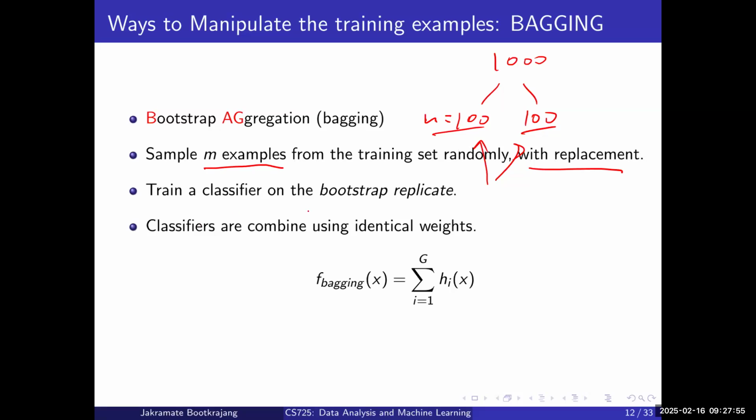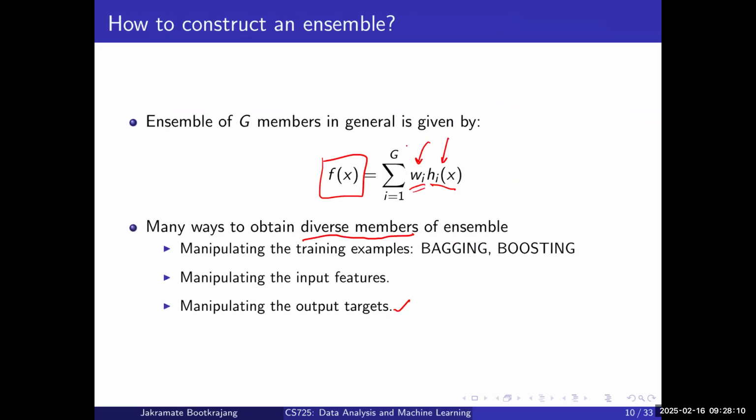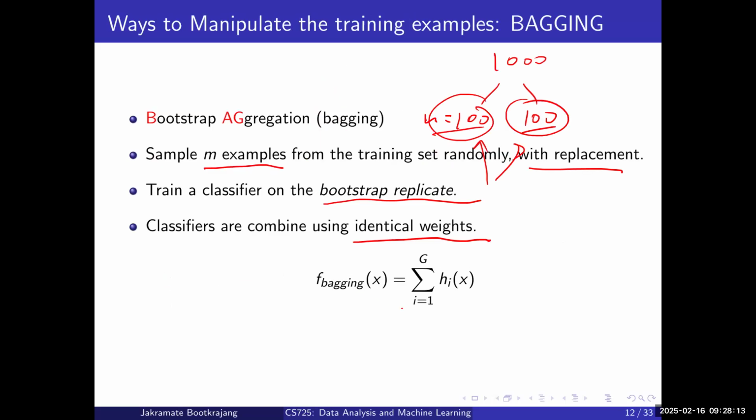And then you train the classifier on the bootstrap replicate. So basically, train on this one. And then you combine the classifiers using identical weights. In boosting, we say that each classifier would have a different weight, but if we use bagging, most of the time everyone will have the same importance. So when you combine them, you just sum them up. This is called bagging.